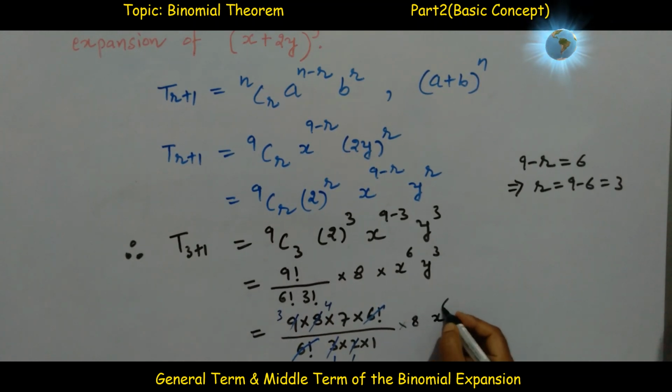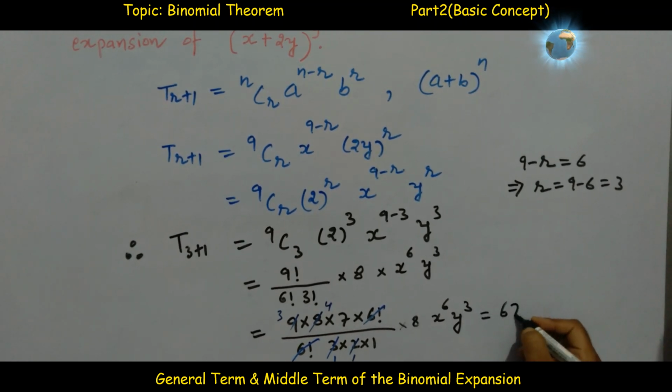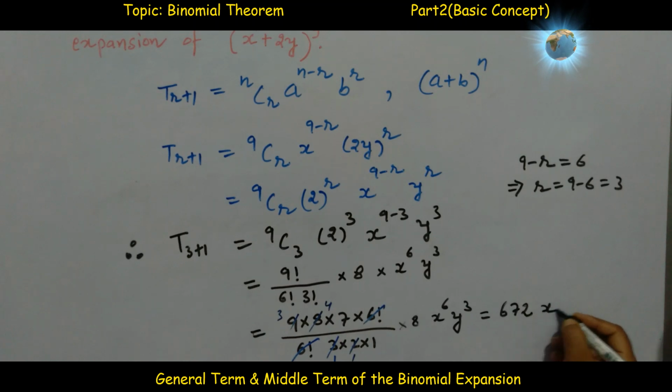x power 6 y raised to power 3, that is equal to 672 x raised to power 6 y raised to power 3.